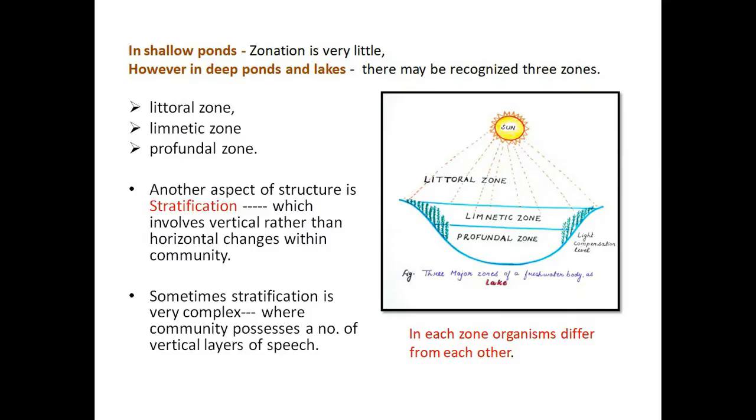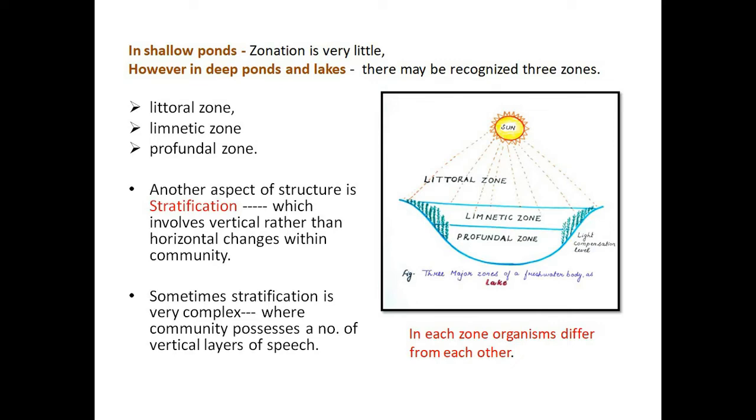If we see shallow ponds, zonation is very little, but in deep ponds, जो बहुत गहरे होते हैं, लेक्स और जो तालाब होते हैं, उनमें जो हॉरिजॉन्टल प्लेन्स होते हैं वो विजिबल होते हैं. And the upper one is called the littoral zone, the middle one is the limnetic zone, and the lowermost is called the profundal zone. So this is the horizontal zone.